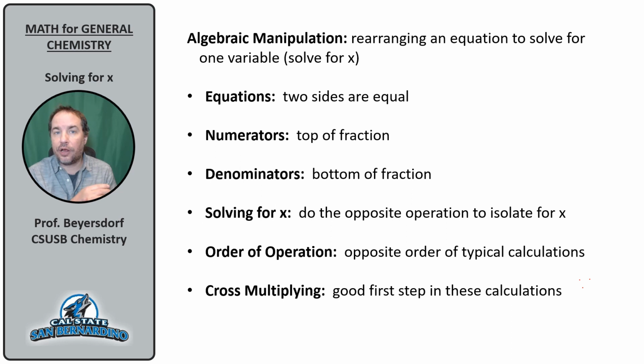All right, so we talked about equations. Remember, when we have equations, the two sides are equal, right? So if I do the same thing to both sides, that's okay. We talked about numerators, that's the top of the fraction. Denominators, that's the bottom. If something's in the denominator, we usually want to get it out. That's what we do a lot of times for solving for x. And for solving for x, we do the opposite operation, and we usually do them in the opposite order of our typical calculations. And we cross multiply a lot of times as our first step in calculations.